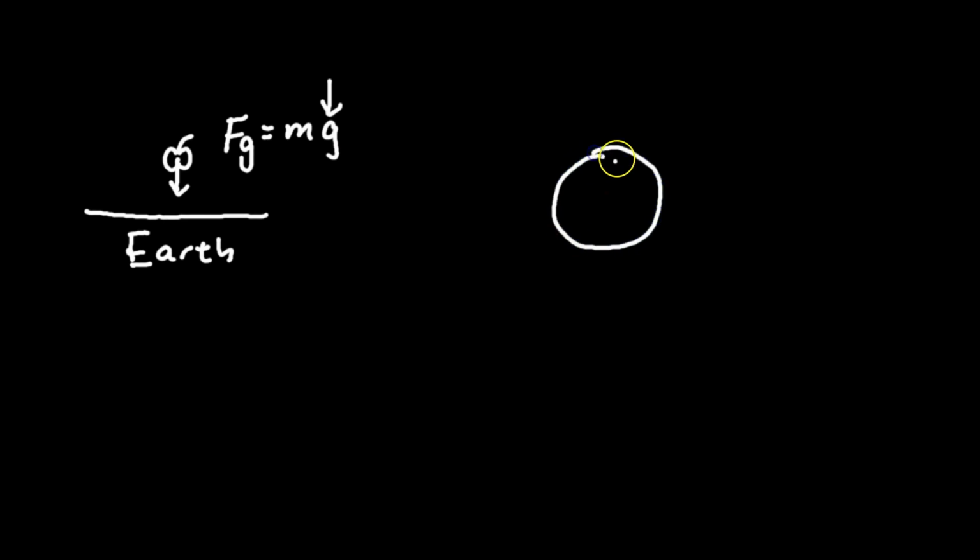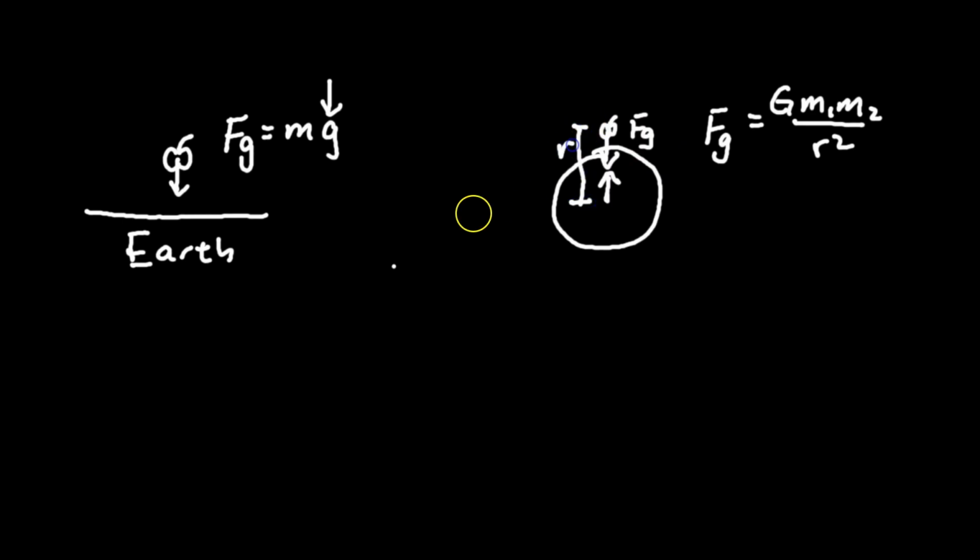Well, there's another equation to calculate the gravitational force. Let's say this is the Earth, and we have the apple over here, obviously not drawn to scale. Here we have gravitational forces between the apple and the Earth. These are action-reaction forces. And we can use Newton's law of universal gravitation, which is Fg equals big G times m1 times m2 divided by r squared. And r is the distance between the centers of the two objects.